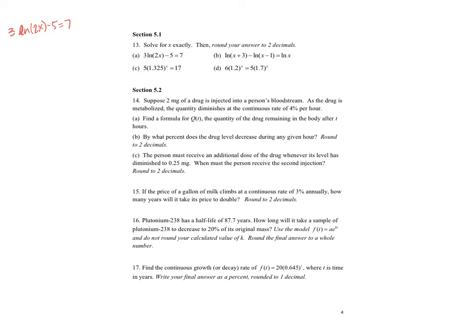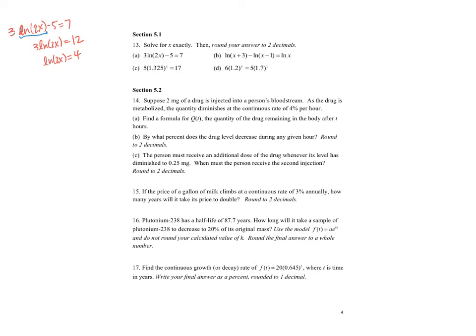Okay, and so the thing that I want to solve for is x, but I'm just going to solve for ln of 2x first, and then I can take the e of both sides. So first let's start by trying to solve for this ln of 2x. So I'm going to add the 5 over. Okay, 7 plus 5 is 12. Divide by 3.